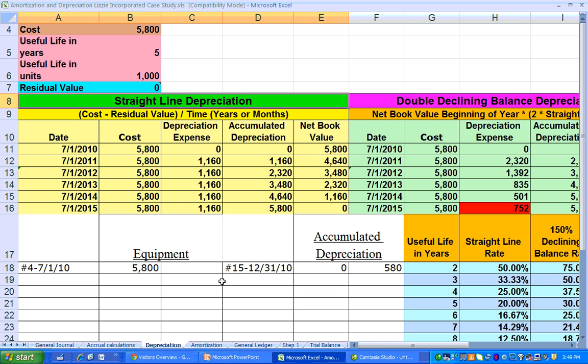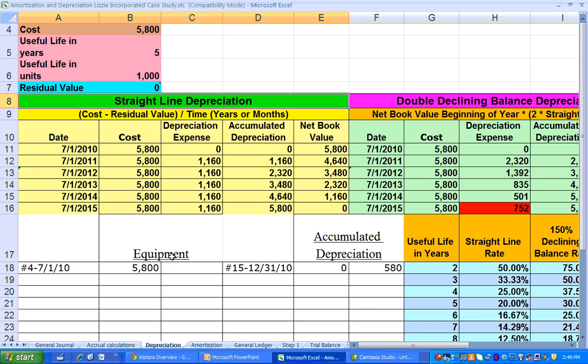Accumulated depreciation is going to have all the depreciation expense that was recorded up to this period. If we didn't use a contra account, accumulated depreciation, we would just be reducing the equipment account, and then we wouldn't be able to see very quickly what the original balance, the cost of the equipment, is.